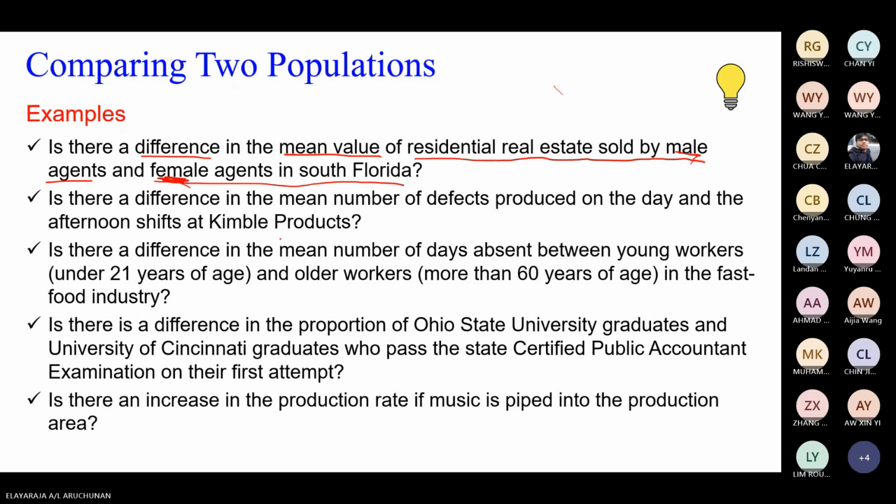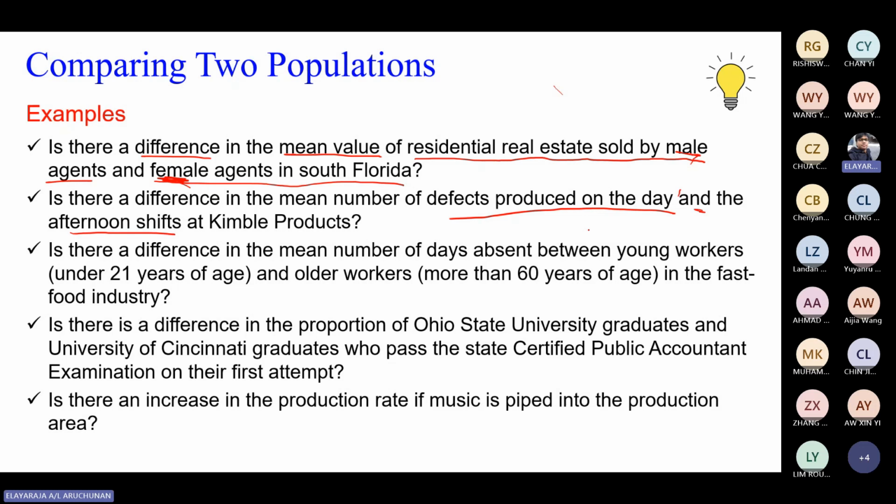Next, is there a difference in the mean number of defective products produced on the day and afternoon shift at Kimball Products? So we write the hypothesis statement. Okay, so two things. One is the defects produced on the day shift, and remember, the afternoon shift. So these are two different things.